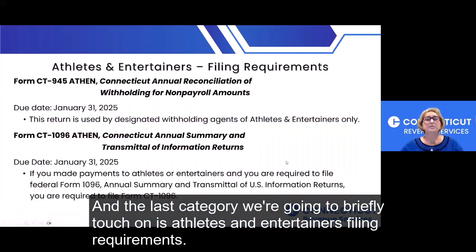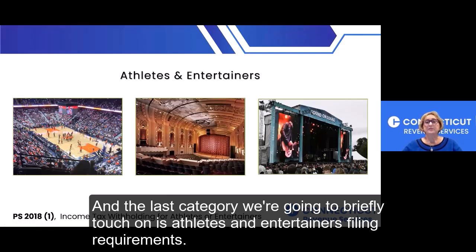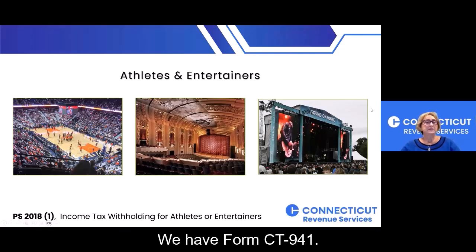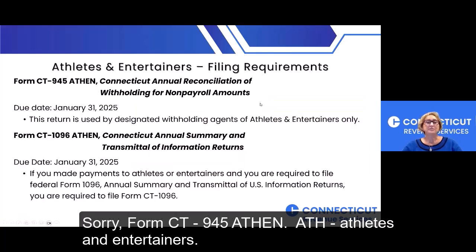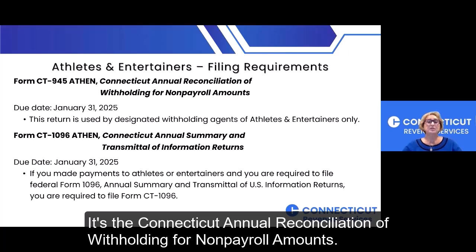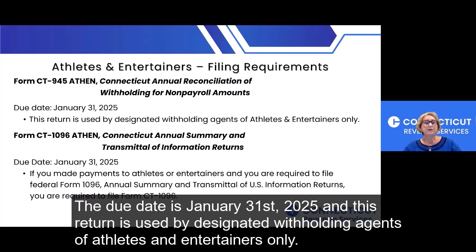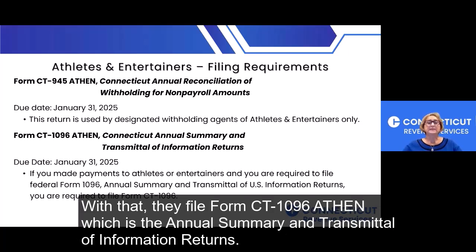And the last category we're going to briefly touch on is athletes and entertainers filing requirements. We have CT as a form, CT-945 ATHEN, ATH, athletes, EN, entertainers. It's the Connecticut Annual Reconciliation of Withholding for non-payroll amounts. The due date is January 31st, 2025, and this return is used by designated withholding agents of athletes and entertainers only. With that, they file Form CT-1096 ATHEN, which is the annual summary and transmittal of information returns.